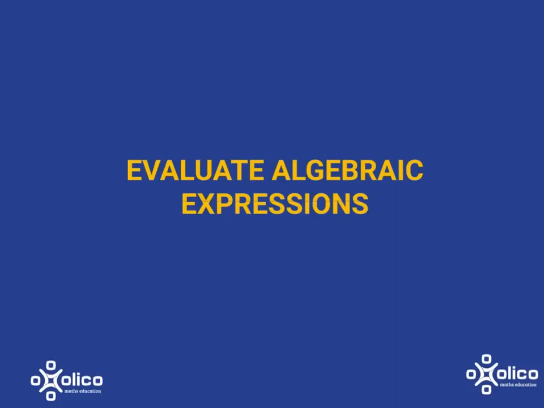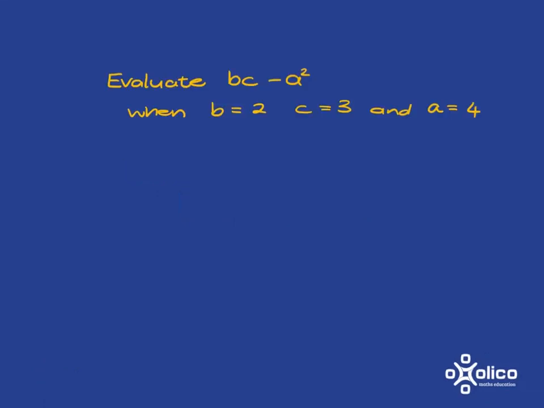Let's go over what it means to evaluate an algebraic expression. If we're asked to evaluate bc minus a squared, what we're being asked to do is figure out the value bc minus a squared will be when we put in place of b 2, in place of c 3, and in place of a 4.